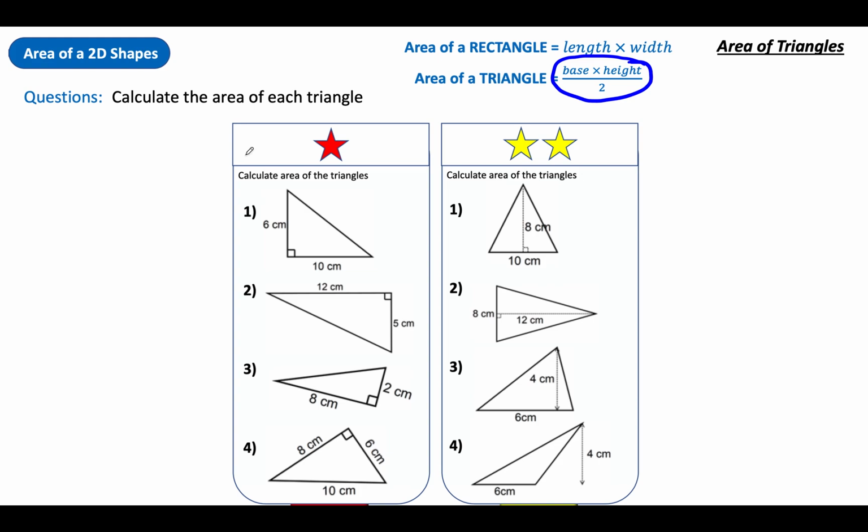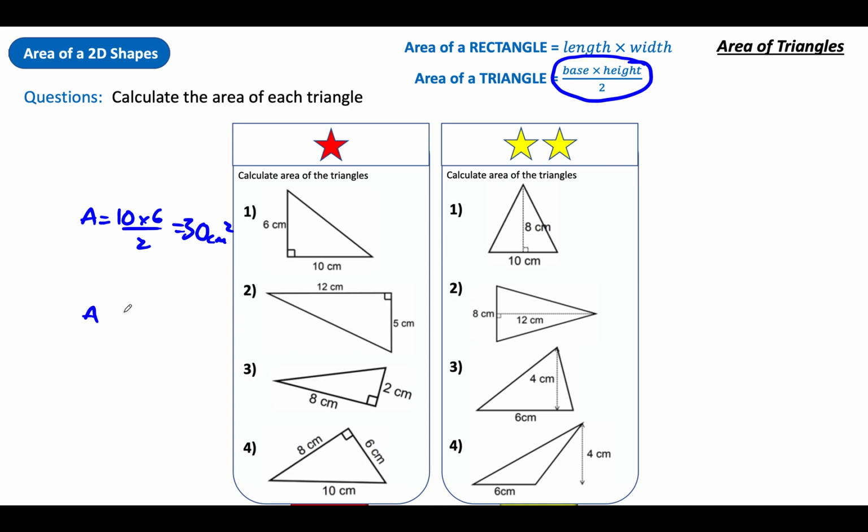Cool, so you should have done those. Right, area is base times height divided by 2. The base is 10, the height is 6, and then halve it. 6 10s are 60, divide by 2 is 30, and it's centimetres squared. I think 1 mark for each of those. 1 mark for 30, 1 mark for centimetres squared.